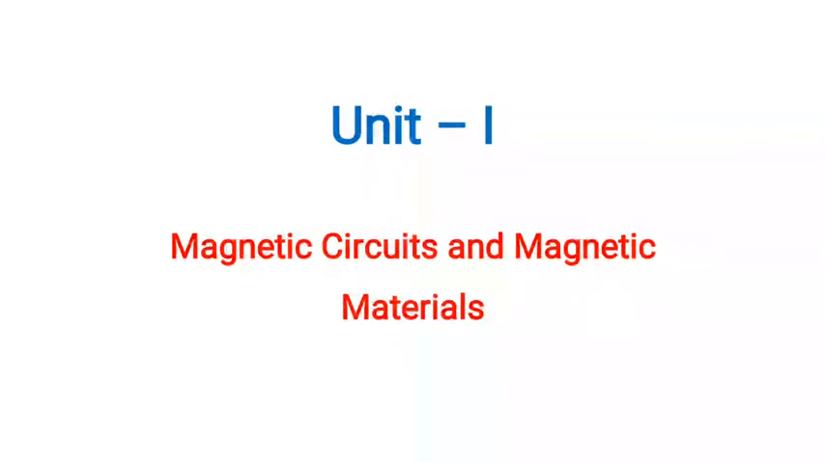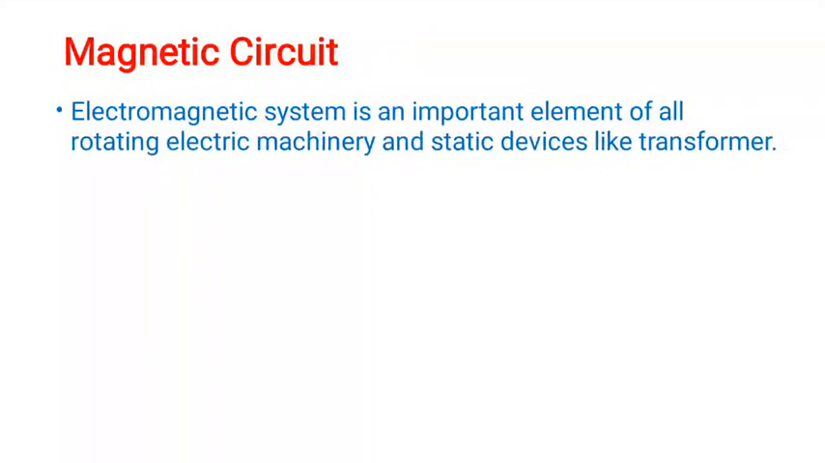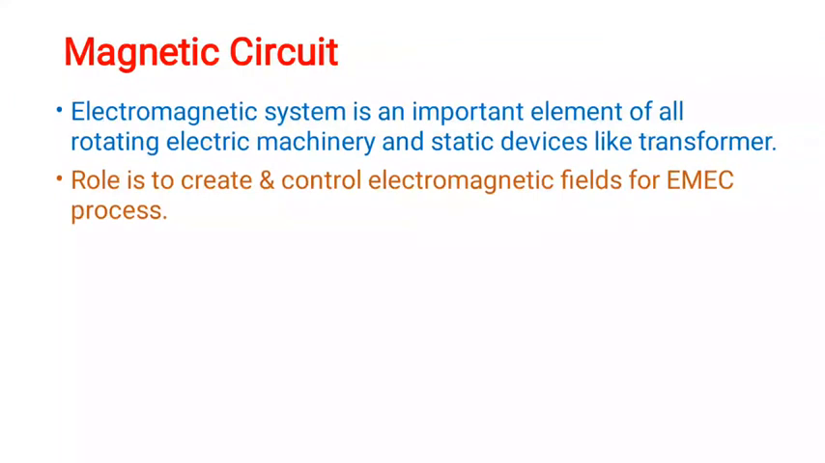Since we have to discuss the first unit, we will start with it. What do you mean by magnetic circuit? The electromagnetic system is an important element of all rotating electric machinery and static devices like the transformer. Electromagnetic means electrical to magnetic system. It is very important in all machineries, so we have to know about this particular concept.